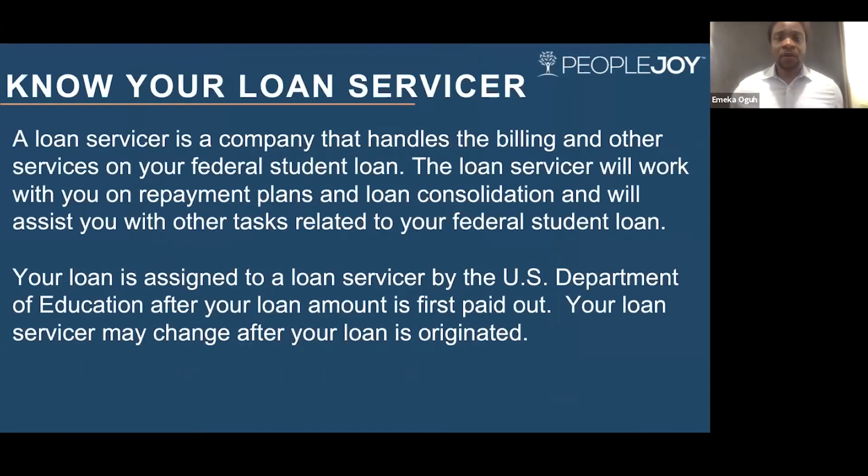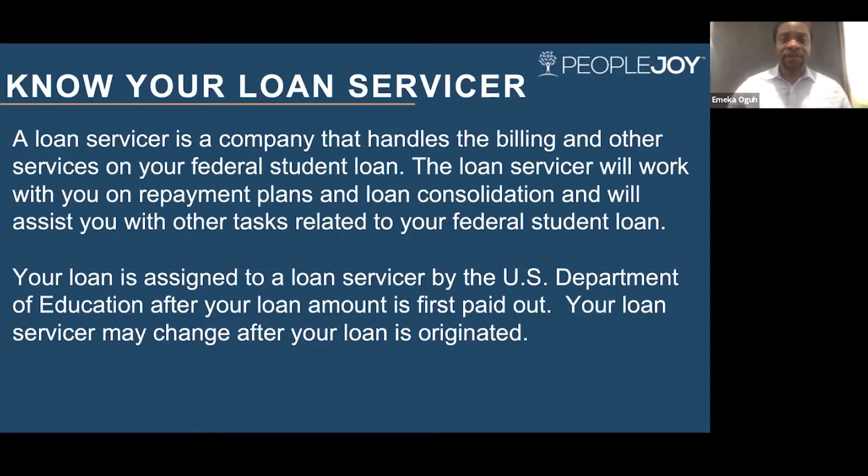Okay. So the next thing you want to do is know your loan servicer. The loan servicer is the company that handles the billing and services on your federal student loan. They'll work with you on repayment plans and loan consolidation and will assist you with other tasks related to your federal student loan. Your loan is assigned to a loan servicer by the U.S. Department of Education after your loan amount is first paid out. And your loan servicer may change after your loan is originated. It's not uncommon for a borrower to have two different loan servicers.